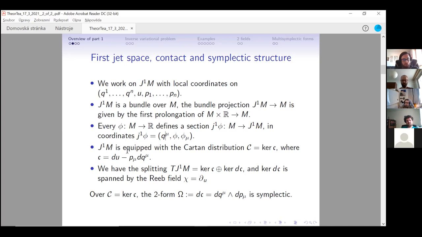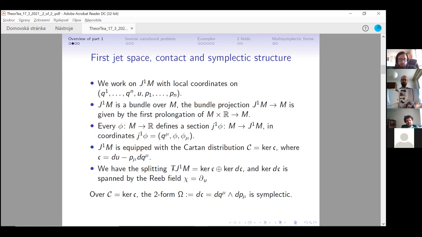So the main structure on J1M is the Cartan distribution, which is described by this differential one form called the contact form, or in the context of J1M, we can also call it the Cartan form. I remind you that Cartan distributions exist on all jet bundles, but in the case of J1M, the Cartan distribution is one codimensional, and thus it is also a contact structure. And that's what we are using here.